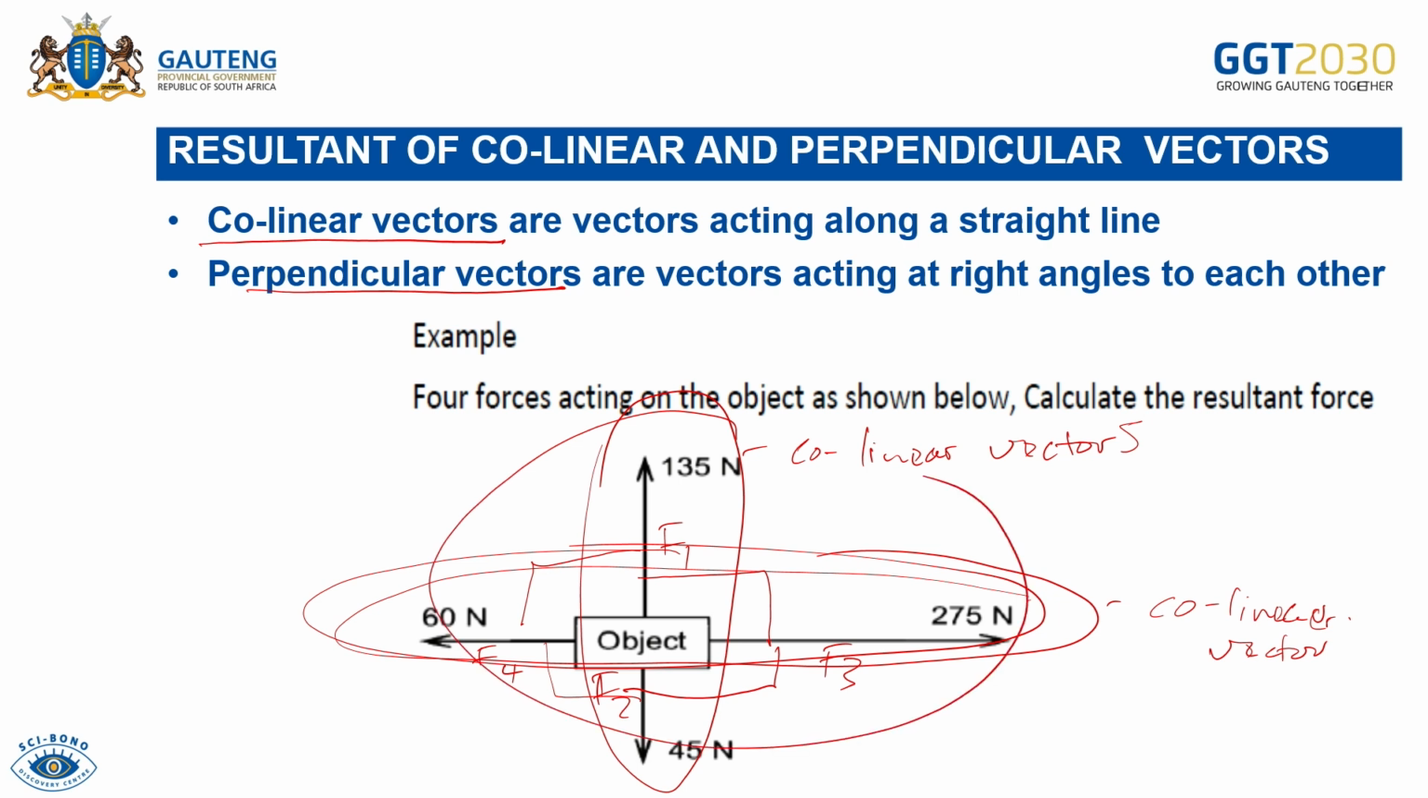If you are using bearing, for example, this one will be 135 newtons at a bearing of 0 degrees. This one will be 275 newtons at a bearing of 90 degrees, 45 newtons at a bearing of 180 degrees, 60 newtons at a bearing of 270 degrees, right? Or you can use the compass directions. This one will be 135 newtons north. This one will be 275 newtons east. This one will be 45 newtons south. This one will be 60 newtons west. So please make sure that you give direction of those forces or vectors.